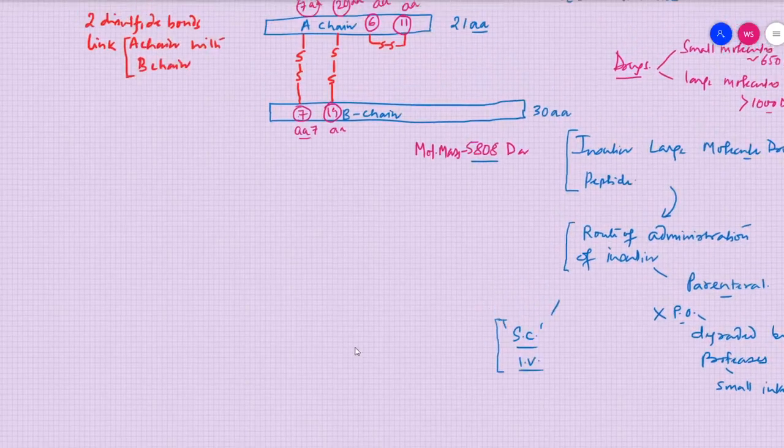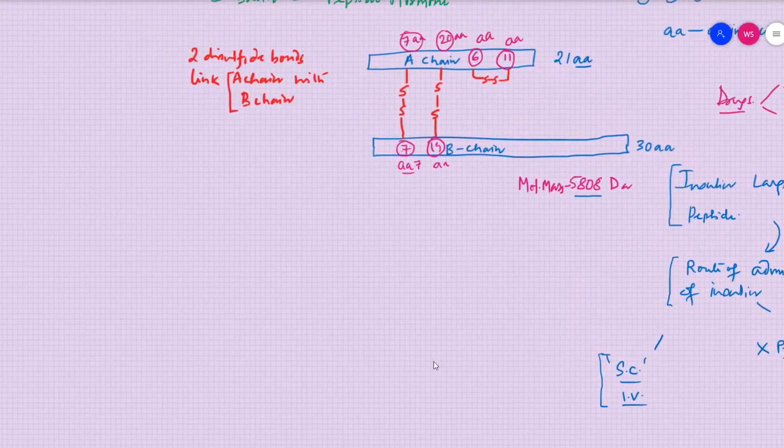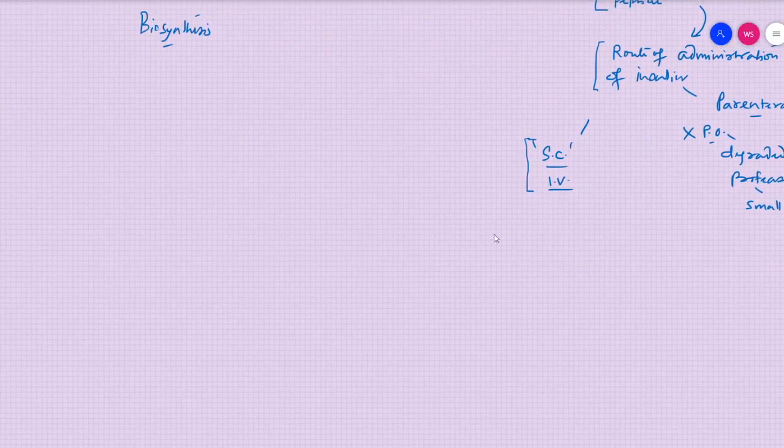Now we are going to look at how we end up with insulin. We're looking at the biosynthesis within the cell. Biosynthesis is basically how the body makes insulin. That's why we call it biosynthesis, bio being living.